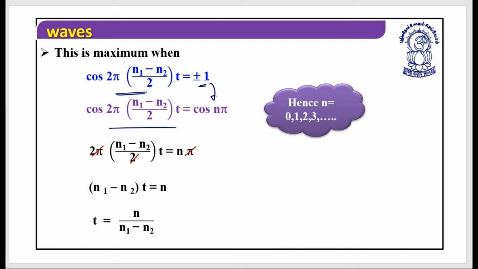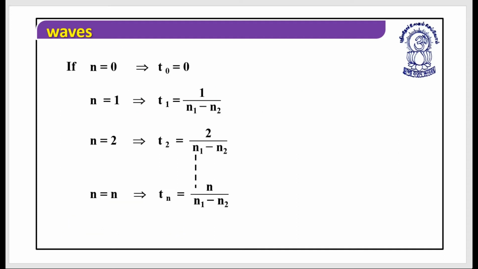So if I take the inverse function on both sides, it's 2π((n1 − n2)/2)t, which is equal to nπ. π has cancelled, and this 2 cancels. So this is (n1 − n2)t equal to n, so t equals n divided by (n1 − n2). So if n equals 0, t0 equals 0. If n equals 1, t1 equals 1/(n1 − n2). When n equals 2, then t2 will be equal to 2/(n1 − n2) and onwards.